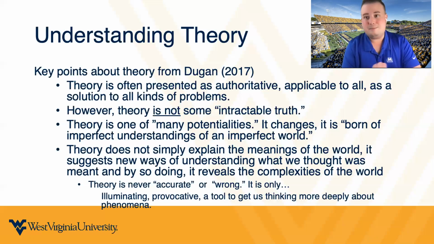Sometimes it's peer reviewed, sometimes it's not. And that's something that, in life moving forward, we have to be really cognizant of. As we consume information, we sometimes take things at face value when in reality, it's not always the truth, not always covers all these situations. So what Dugan says in his work is that theory is one of these many potentialities. What that means is that it's something that is possible, it could happen.